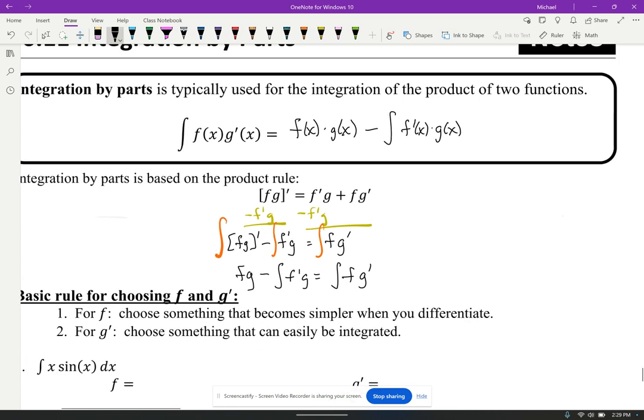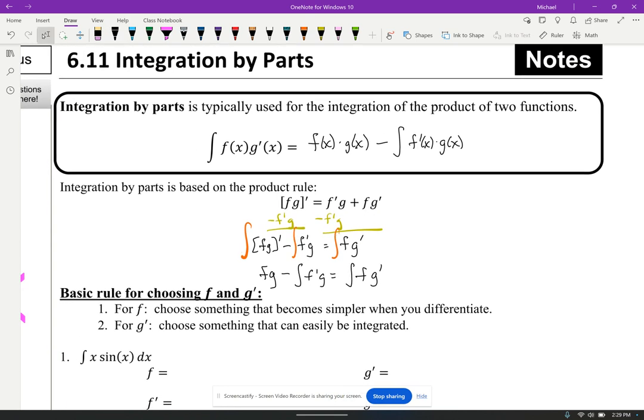Now, integration by parts is also known as UV substitution. So remember, we had U substitution, which was a way for us to make our setups, our integrands a little bit simpler. Well, UV substitution does the same thing. And it really uses this idea, which is the product rule kind of solved for one of the parts. And so when we do UV substitution, it looks something like this.